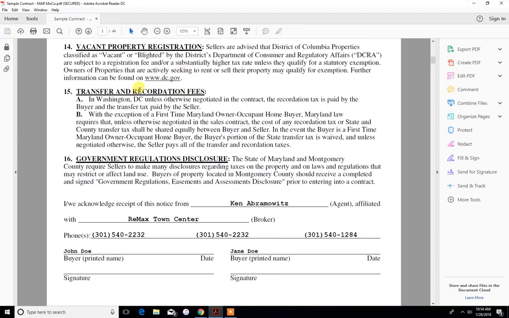That's DC. Transfer and recordation fees in the state of Maryland and in Montgomery County. Anytime you buy a home and sell a home, there are state transfer and recordation fees. They're somewhere in the neighborhood of 2.2%, and they're split equally between buyer and seller. So just be aware that as a buyer, you pay for half, seller pays for half. If you are a first-time buyer, you will get a savings of 0.25% off of these fees, and that'll get credited to you at settlement.